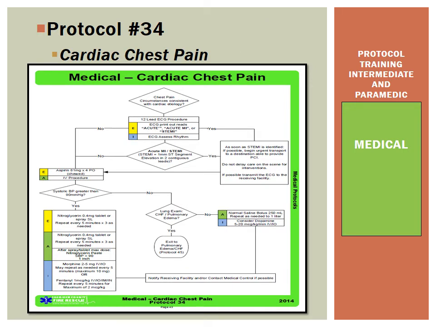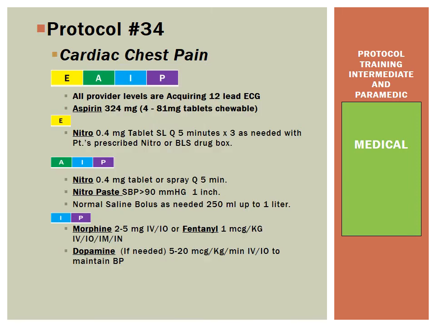Protocol 34 is our cardiac chest pain protocol. Okay, so for our cardiac chest pain protocol, all provider levels will be acquiring a 12-lead ECG and administering aspirin, 324 milligrams, or 4 81 milligram tablets chewable. They will also be administering nitroglycerin, sublingual at 0.4 milligrams, every 5 minutes times 3 as needed. Of course, maintaining that systolic blood pressure greater than 90 millimeters of mercury. They can use the patient's prescribed nitro or the nitro that's in the BLS drug box.